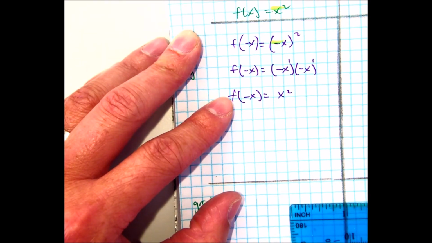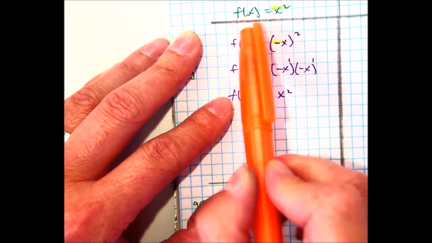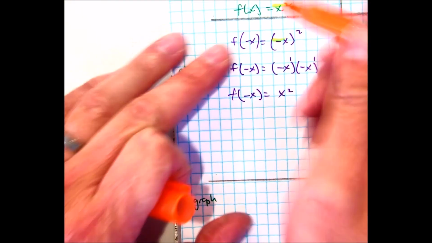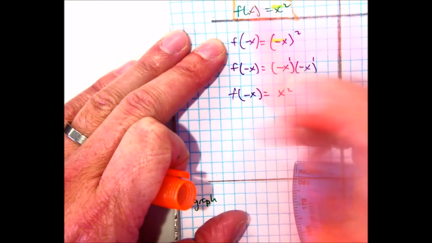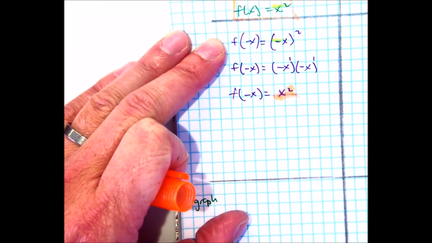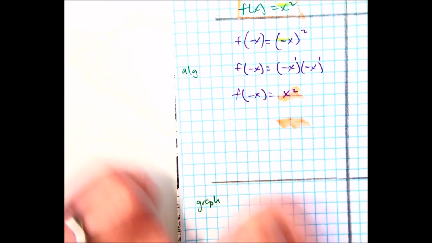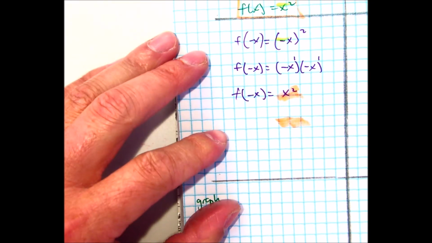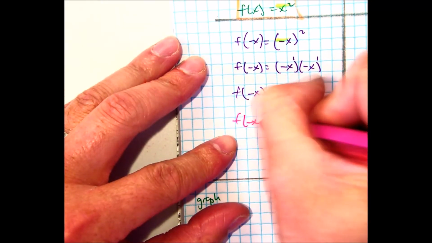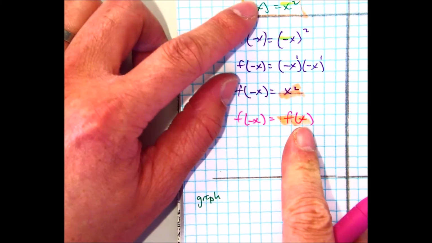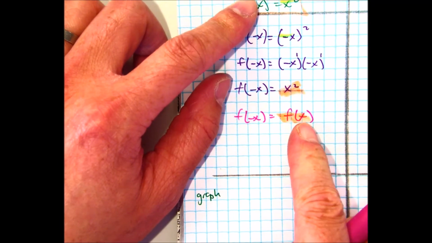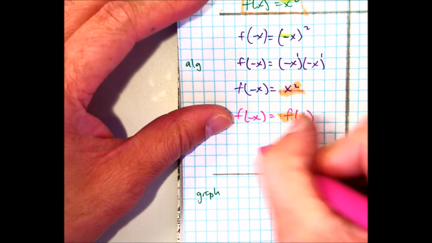Now, f of x equals x squared. Every time you see x squared, you can write f of x. I see x squared here. What am I going to write? f of negative x equals f of x. I basically came back to my original problem. Yes? That means the answer is even.